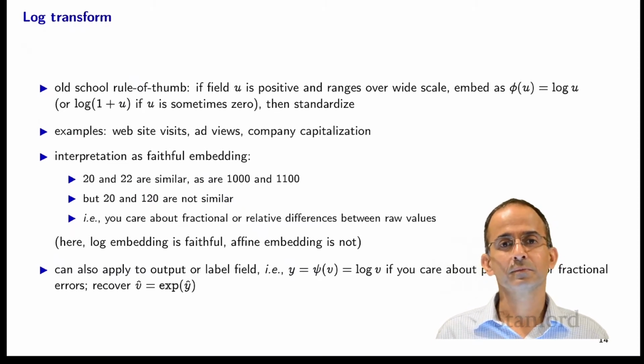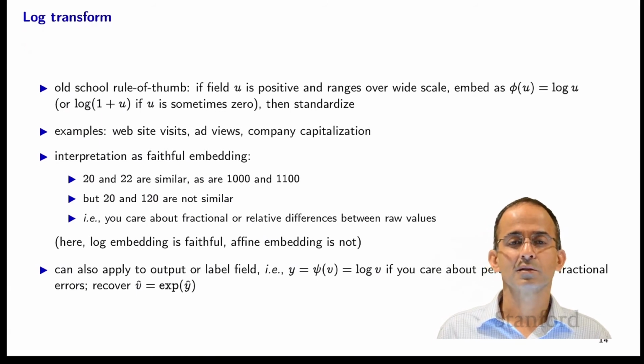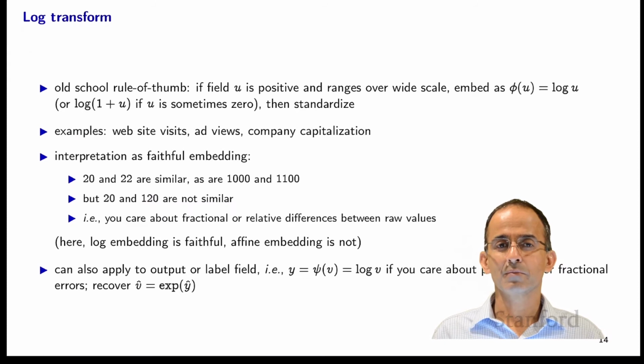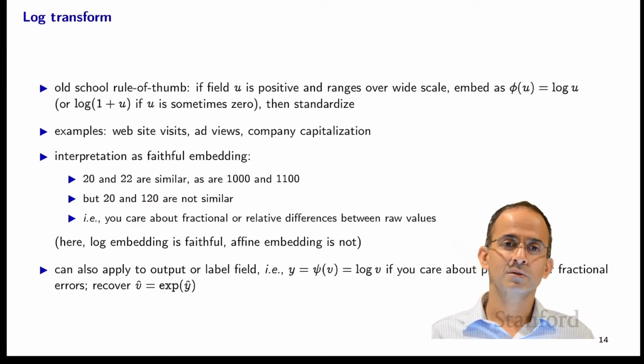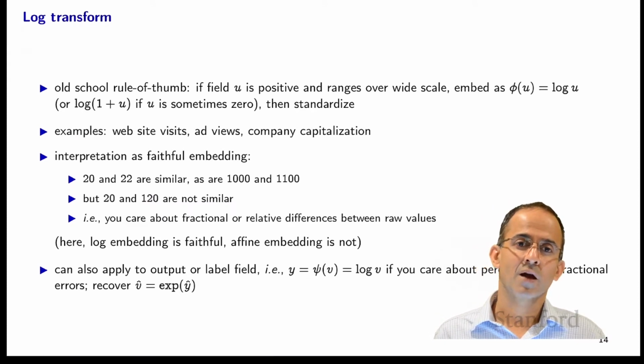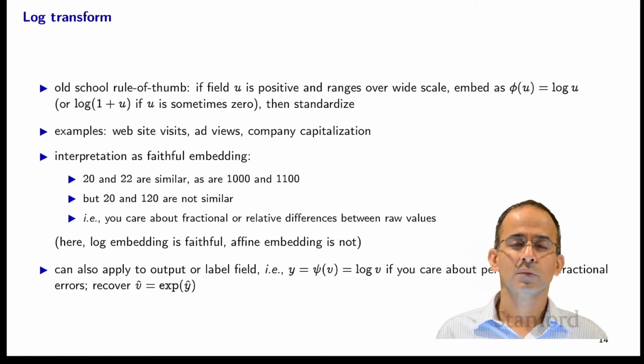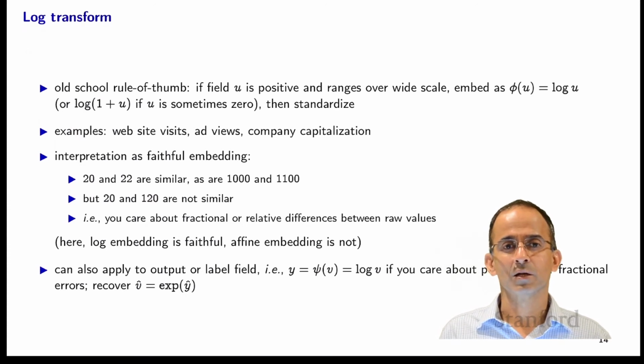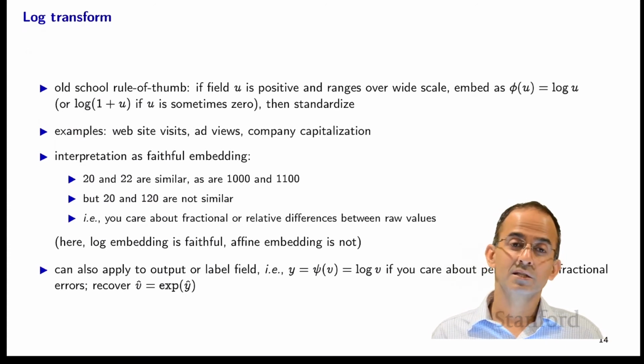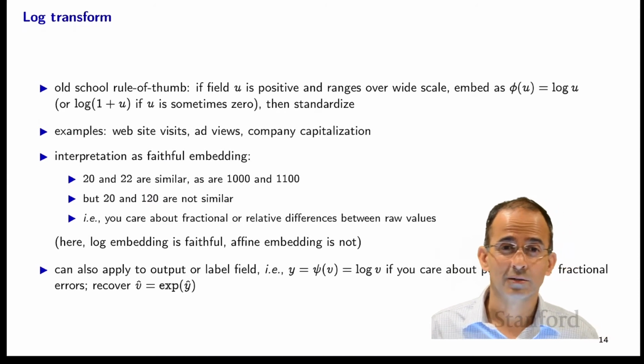well, 1,000 and 1,100 are very similar. 20 and 22 are also very similar. But 20 and 120 are not similar. If we were to measure those in absolute terms, we might say, well, 20 and 120 are 100 apart, and 1,000 and 1,100 are 100 apart, and so we should consider them both equally similar. And 20 and 22 are only 2 apart, so they're very similar.